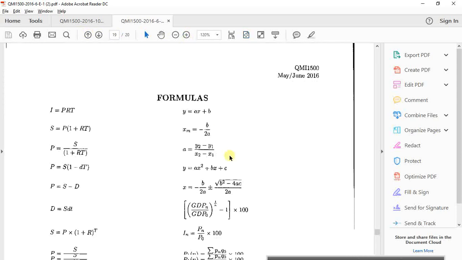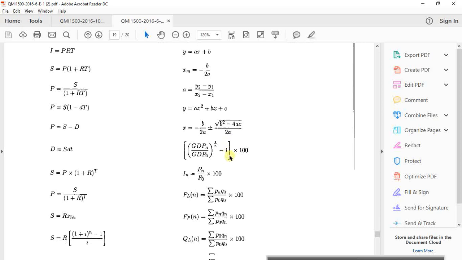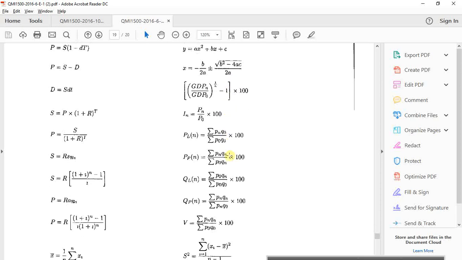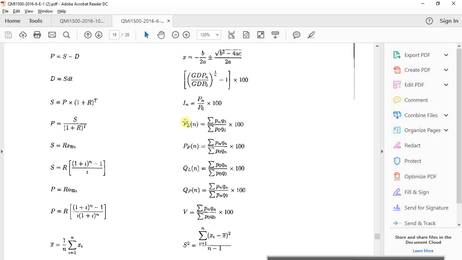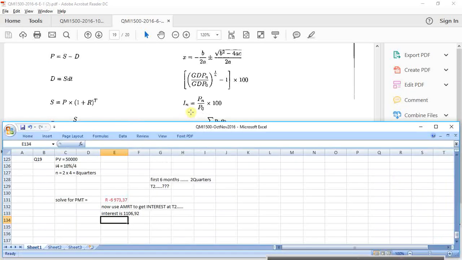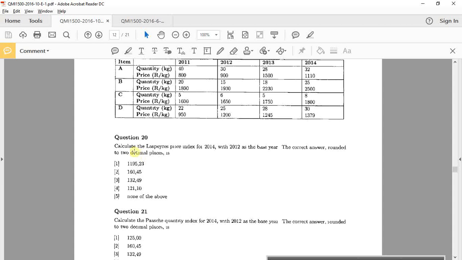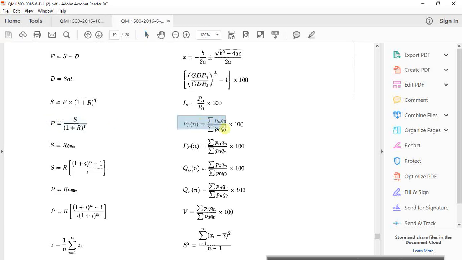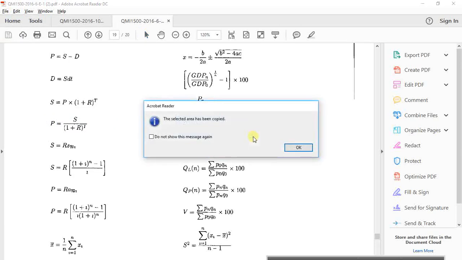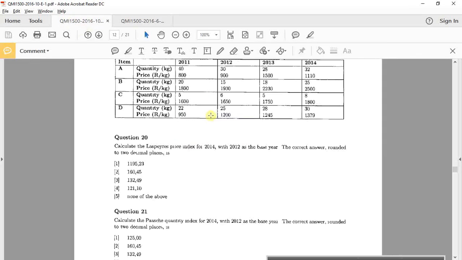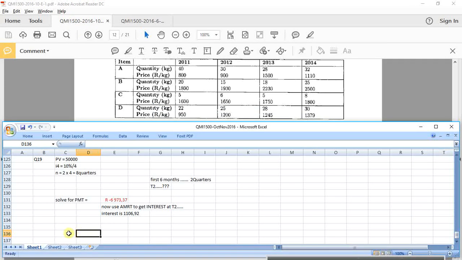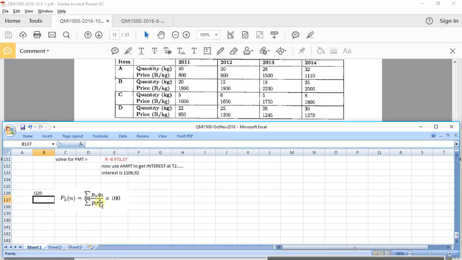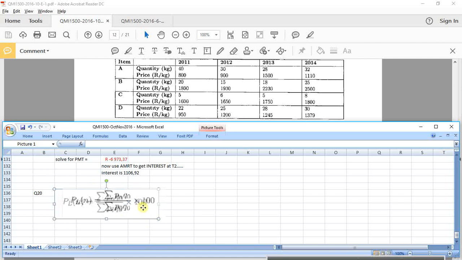So where is Laspeyres? PL. Because I'm looking for a price index, right? That's what they said in the question: calculate the Laspeyres price index. So you take this, copy, paste that. Question 20 requires me to use that formula.